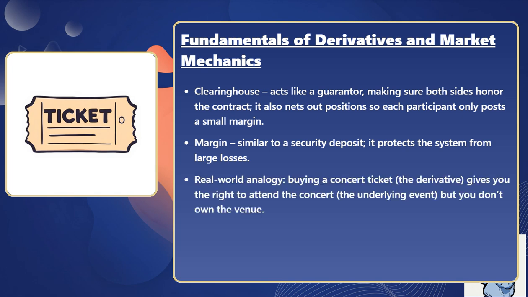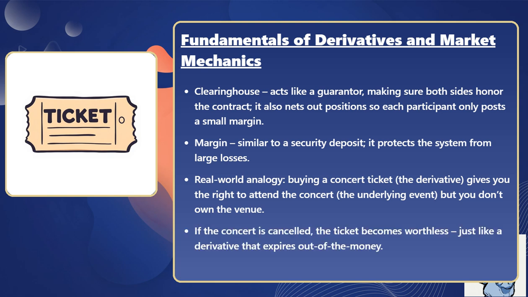Real-world analogy: buying a concert ticket, the derivative, gives you the right to attend the concert, the underlying event, but you don't own the venue. If the concert is cancelled, the ticket becomes worthless, just like a derivative that expires out of the money.